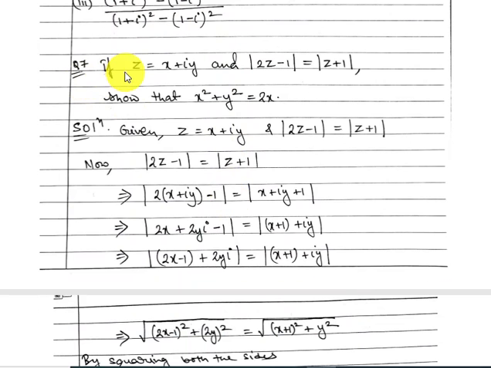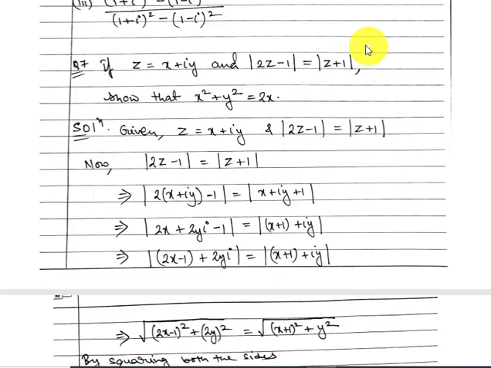Now let's come to question number 7. Here it says that suppose there is a complex number z equal to x plus iy. Further, they are saying that modulus of 2z minus 1 is equal to modulus of z plus 1. So they are saying that the z value is this x plus iy, and this condition holds: modulus of 2z minus 1 is equal to modulus of z plus 1. We have to show that x square plus y square is equal to 2x.